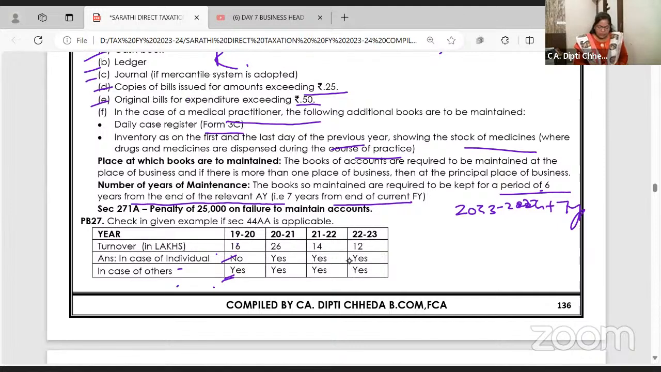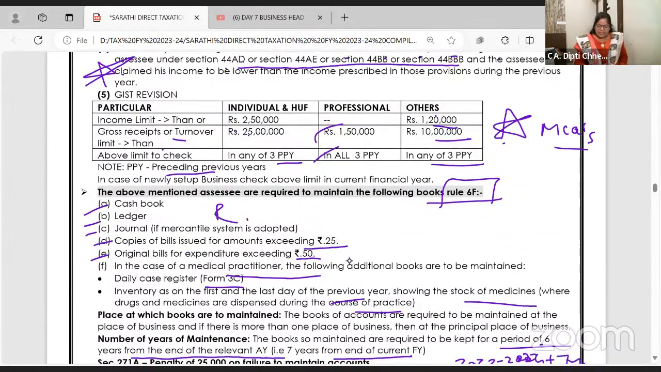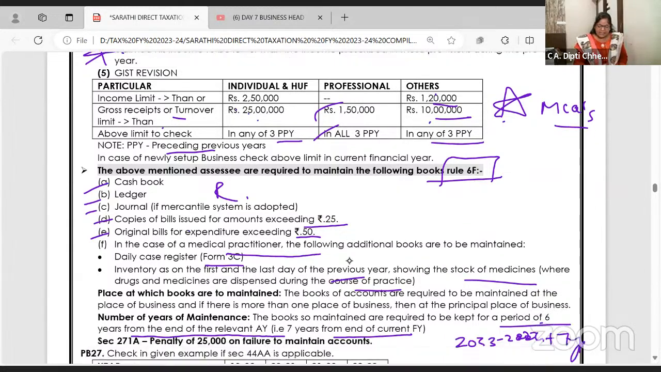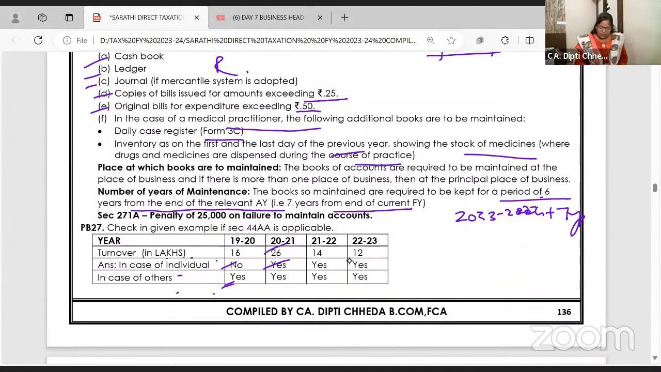2021. What is the turnover? 26 lakhs. Is it exceeding 25 lakhs and 10 lakhs? Yes. So whether you are individual or you are others, you have to maintain the books. 21-22, the turnover is only 14 lakhs.